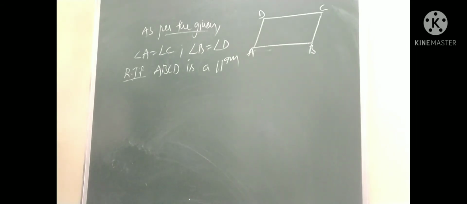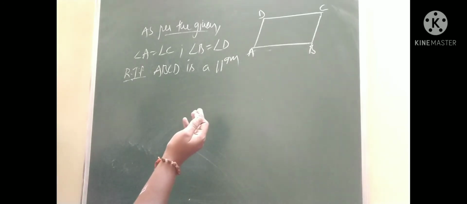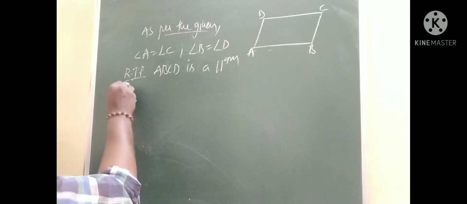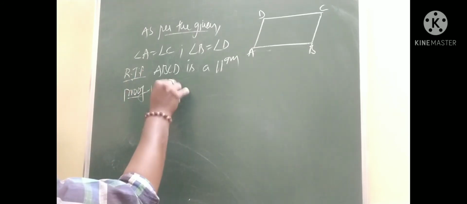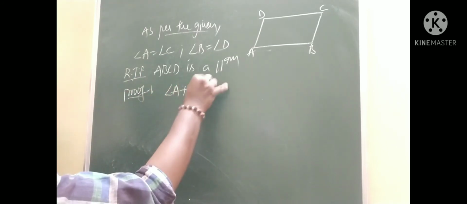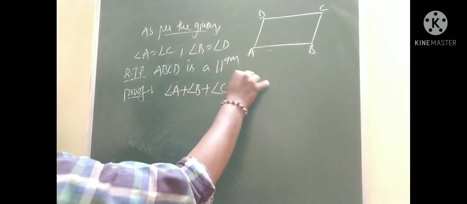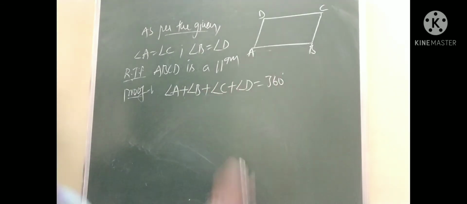Okay, so first of all, in any type of quadrilateral, what is the usual property? As per the angle sum property, the sum of angles is equal to 360, right? Angle A plus angle B plus angle C plus angle D is equal to 360 degrees.